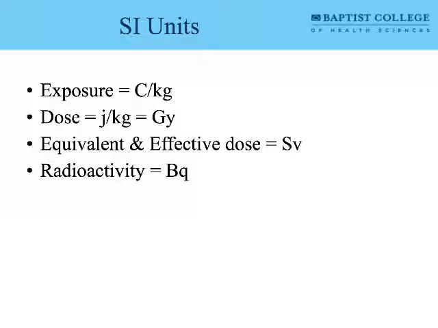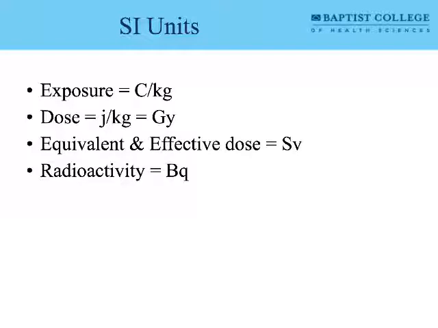The unit for exposure in the SI system is the coulomb per kilogram. And so that again is a unit of charge within a kilogram of air. It is very specifically defined as the amount of charge that these ionizations produce in a very specific volume of air. Dose then will be joules per kilogram, which is the amount of work done per kilogram of tissue.